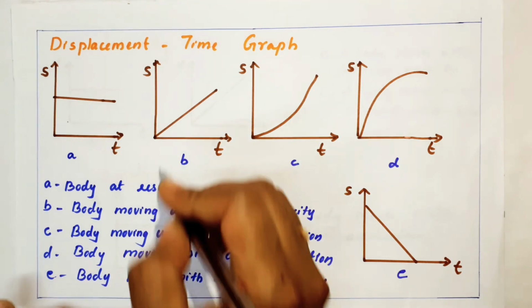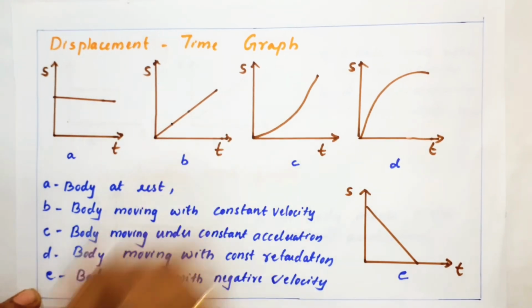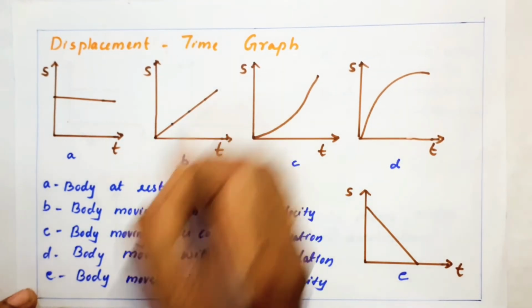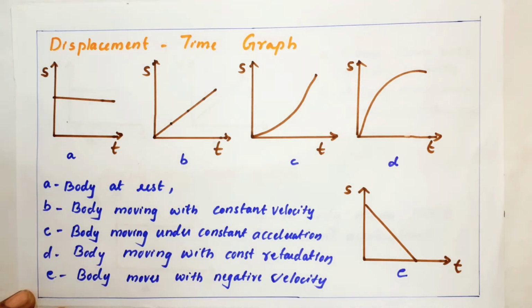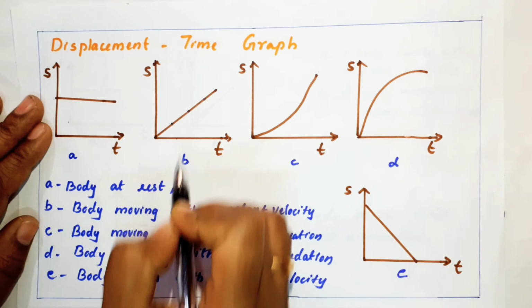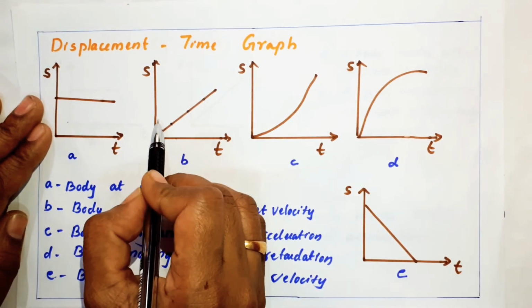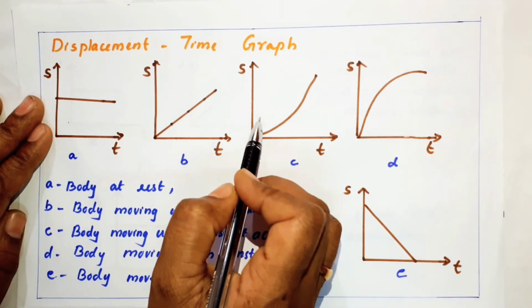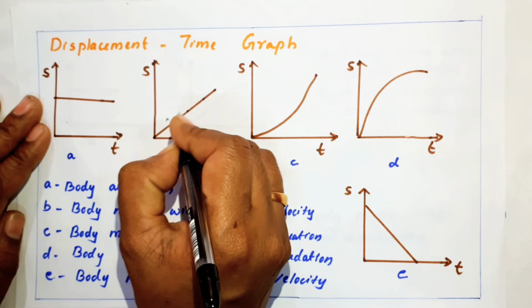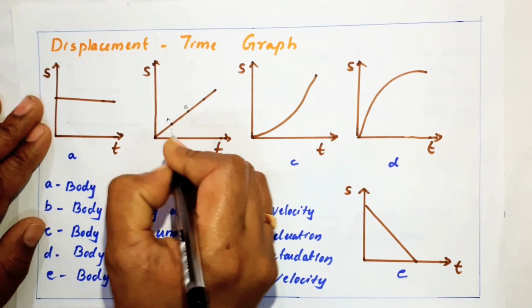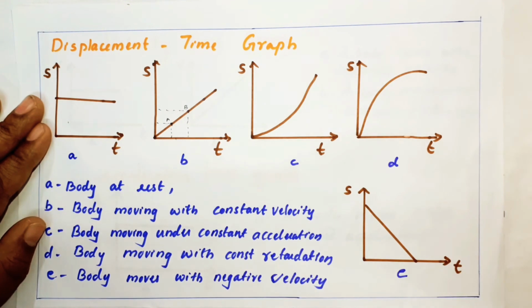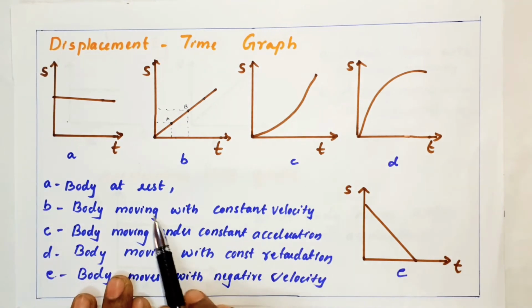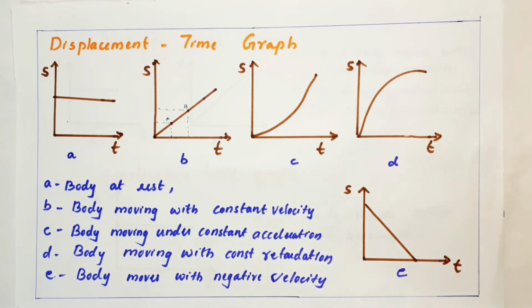If you take any 2 points, this point and this point, or this point and another point, and take the slope of the graph, what is the meaning of slope? Slope is nothing but y2 minus y1 by x2 minus x1. If you take the slope from point A to B, with x-axis and y-axis, it remains constant for any 2 points on the line. That is the reason this is the case in which the body moves with constant velocity.